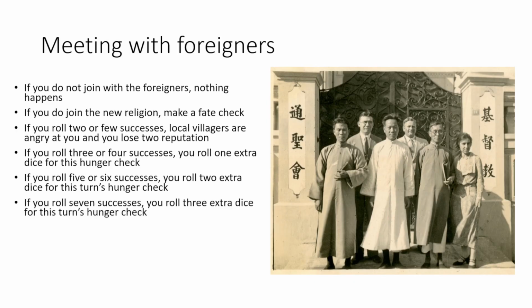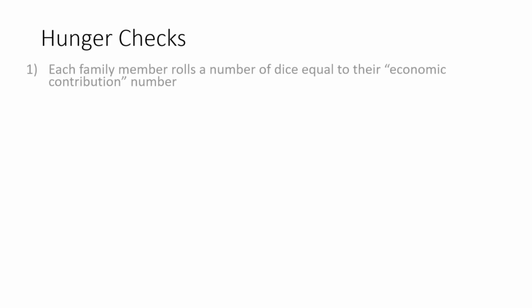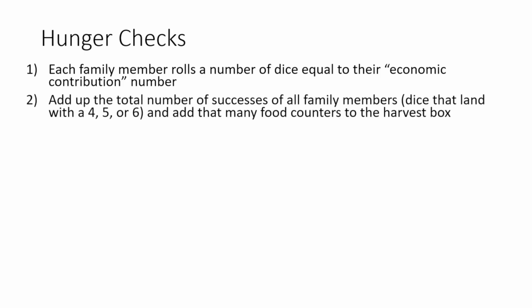If you roll 7 successes, you roll 3 extra dice for this turn's hunger check. And if you roll 8 or more successes, you roll 4 extra dice for this turn's hunger check. It is now time for the hunger check. Each family member rolls a number of dice equal to their economic contribution number. Add up the total number of successes of all family members, and add that many food counters to the harvest box. And the drought is over, so a 4, 5, or 6 now count.